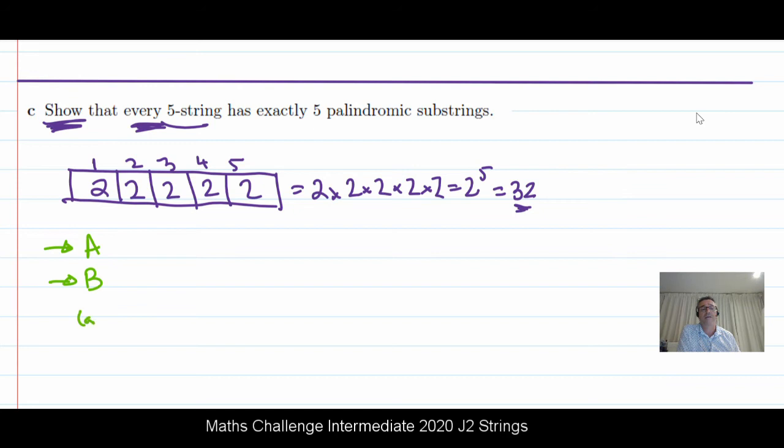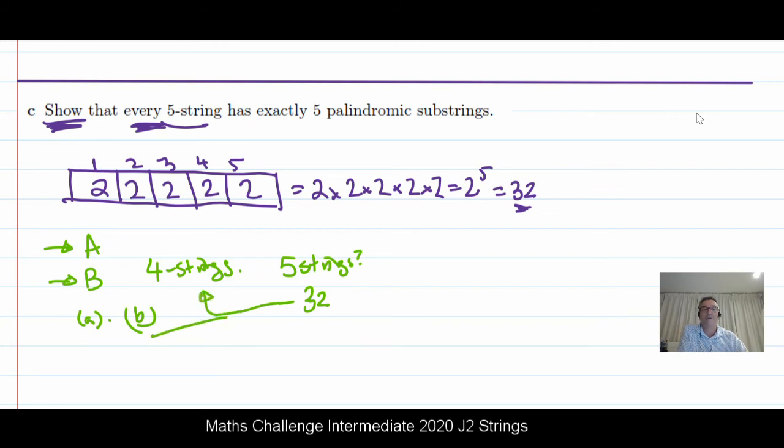That was part A. Now part B asked us about 4 strings. This is asking us about 5 strings. Now I'm really hoping to avoid doing 32 combos. Can I use the information from the first 2 parts to minimize the amount of work? Can I use the result for A and B and for 4 strings to help me with 5 strings? You'll discover that if you start creating the tables.